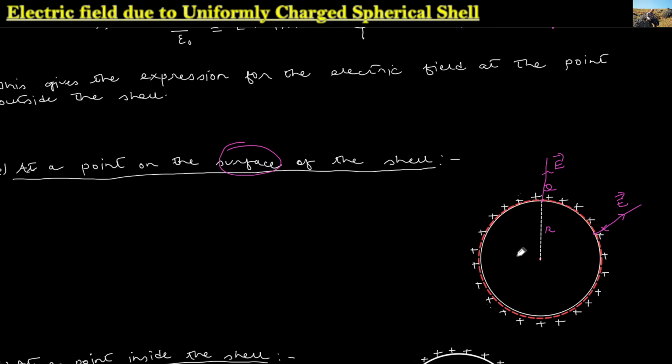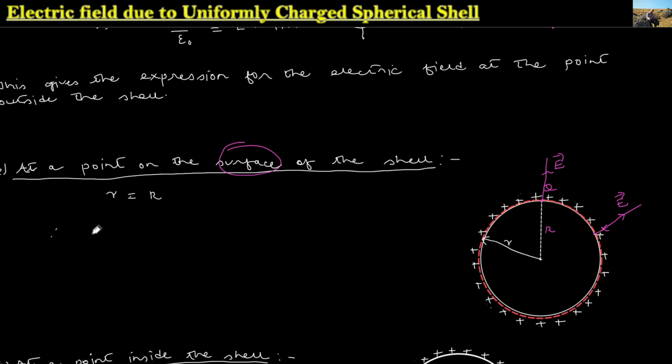It means that, see from here, capital R will be the radius of the sphere. And what about the radius of the spherical, of that red colored dashed Gaussian surface? It will be small r. In that case, for a point which is on the surface of the shell, it means that the radius of the Gaussian surface is equal to the radius of the spherical shell.